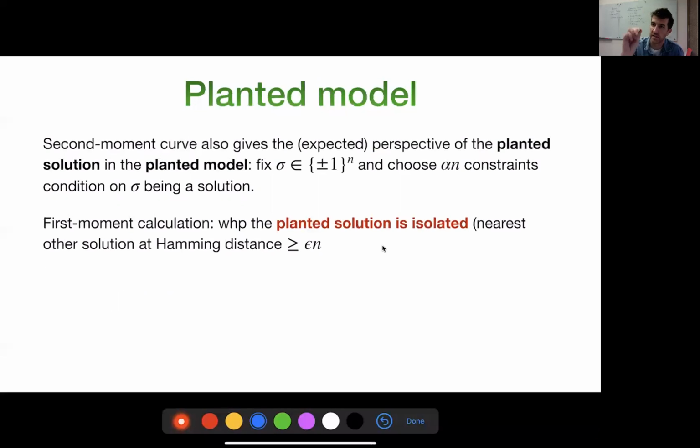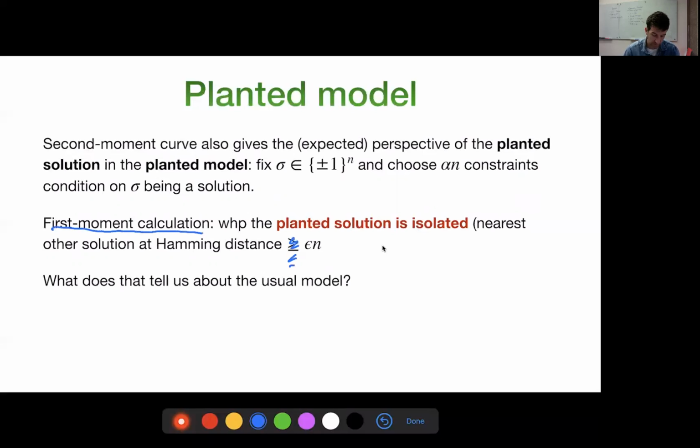And so because this curve goes down at the start, it's saying that in expectation, there are very few solutions close to the planted solution. Okay, and that's actually not such a bad calculation. In the planted model, calculate the expected number of other solutions at Hamming distance at most epsilon n. And we can show that tends to 0. But now you have to have some argument to say that the planted model says anything about typical solutions. So what does that tell us about the usual model?